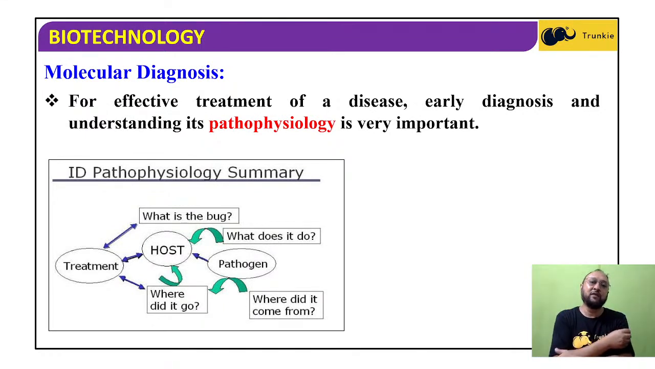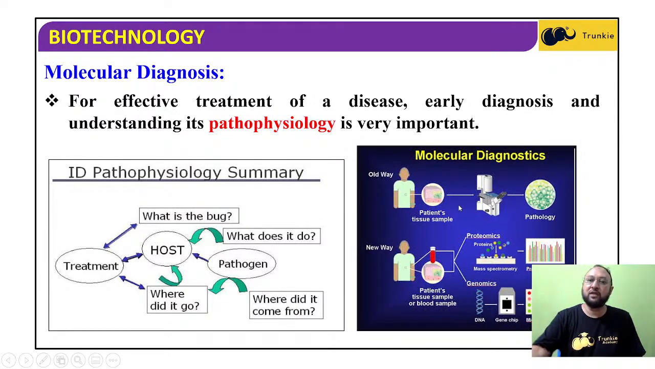Okay, so in the disease summary here you can see what is the bug. Okay, what does it do? The pathogen host is there, is it going to infect, where did it go, and how did it go, and where did it come from, and treatment. All these are called the disease pathology summary. Okay, so molecular diagnosis helps in understanding the actual cause of the disease, and thereby the treatment of that particular disease.